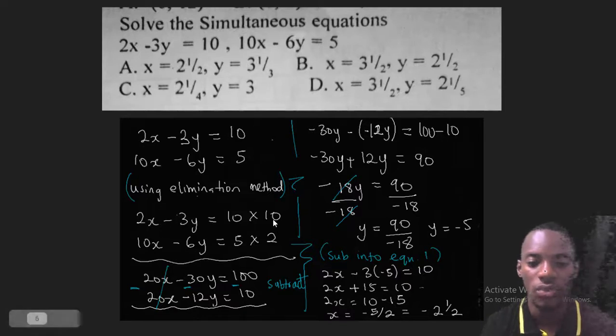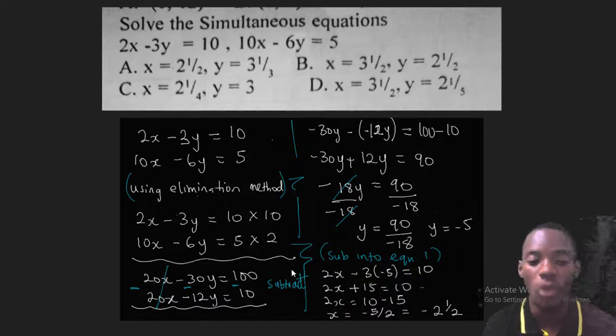So if you multiply through, you'll be getting 10 times 2 is 20x, 10 times 3 is 30y, 10 times 10 is 100, 2 times 10 is 20x, 2 times 6 is 12y, 2 times 5 is 10. If you subtract through, you'll be getting 20x minus 20x, that's cancelled, that's 0, right? Then minus 3y, minus, because I'm subtracting everything, it will become minus 30y minus plus 12y equals 100 minus 10.